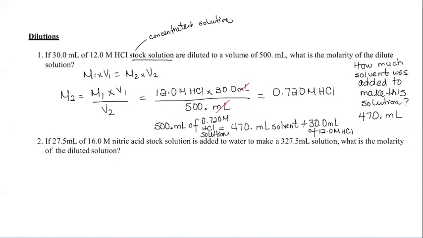Go ahead, Gina, ask your question. So this is something you want us to look out for when we do our quizzes. So our question should always be how much solvent was added. Regardless, we just have to make sure that we understand what we're being asked. So yes, the 470 comes from the subtraction of the volume that we are given from the final volume. So this calculation of 470 is V2 minus V1.